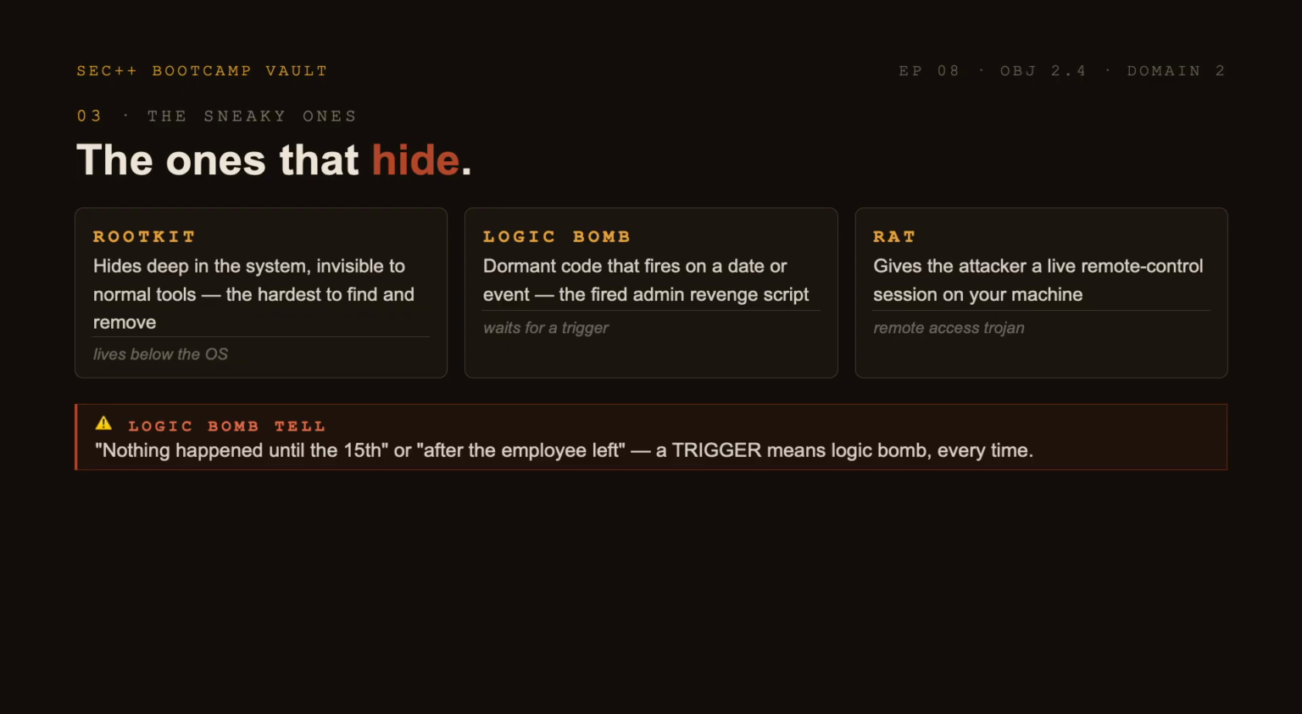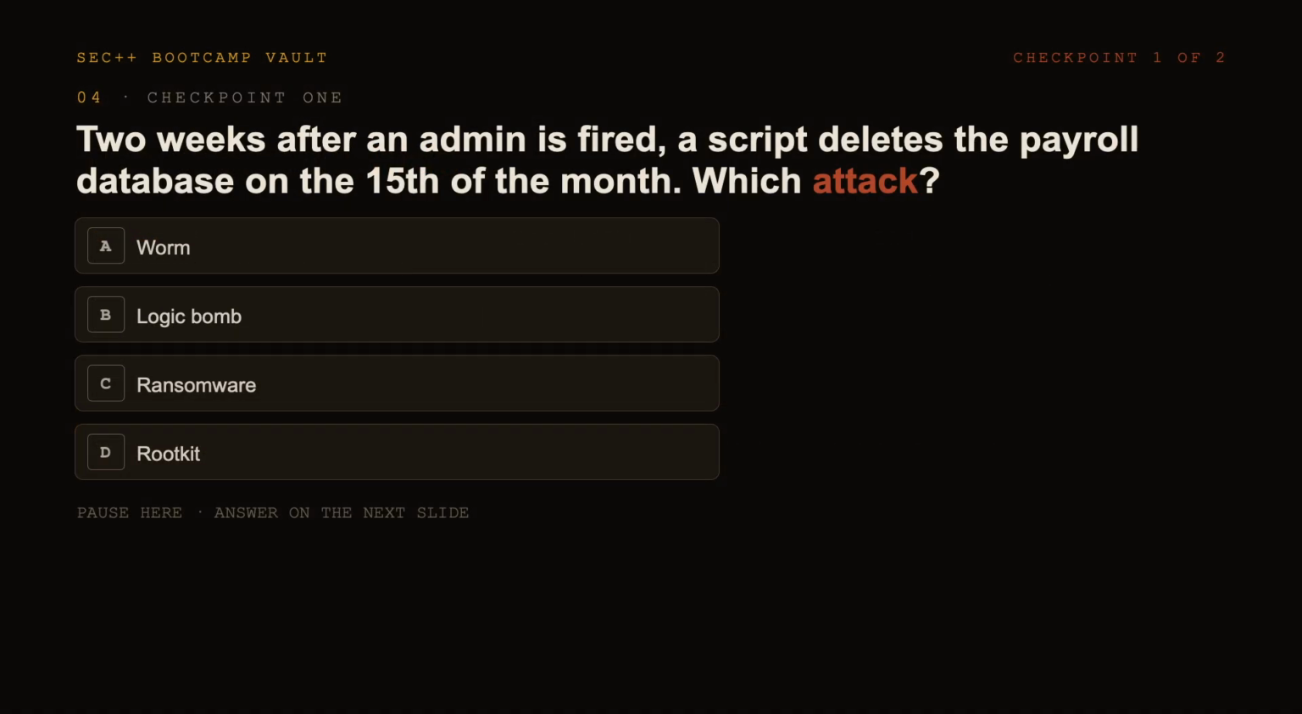A logic bomb is dormant code waiting for a trigger. A date, an event, or a certain user being deleted. The classic story is the fired administrator whose revenge script fires 2 weeks later. Any mention of a trigger means logic bomb. And a remote access Trojan, a RAT, gives the attacker a live remote control session on the victim machine.